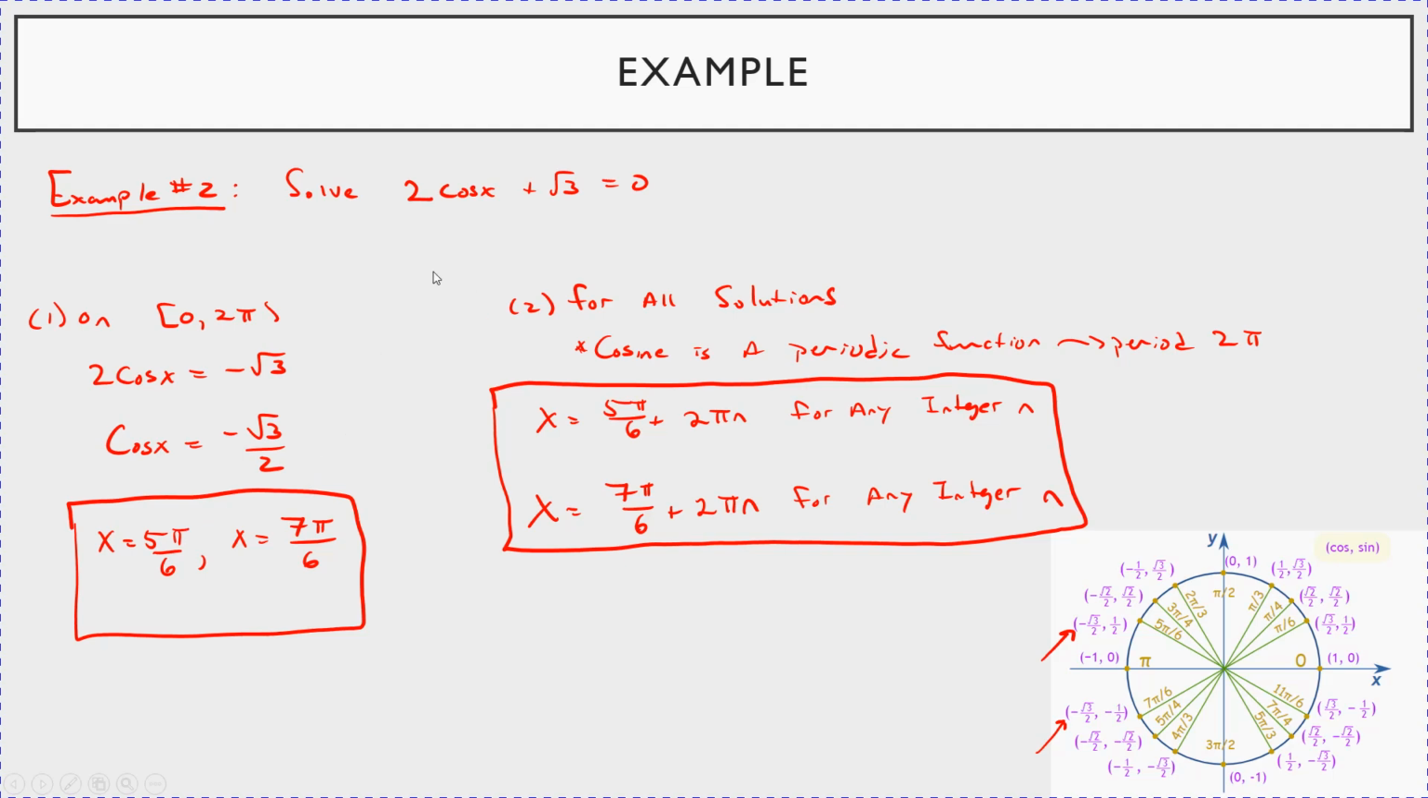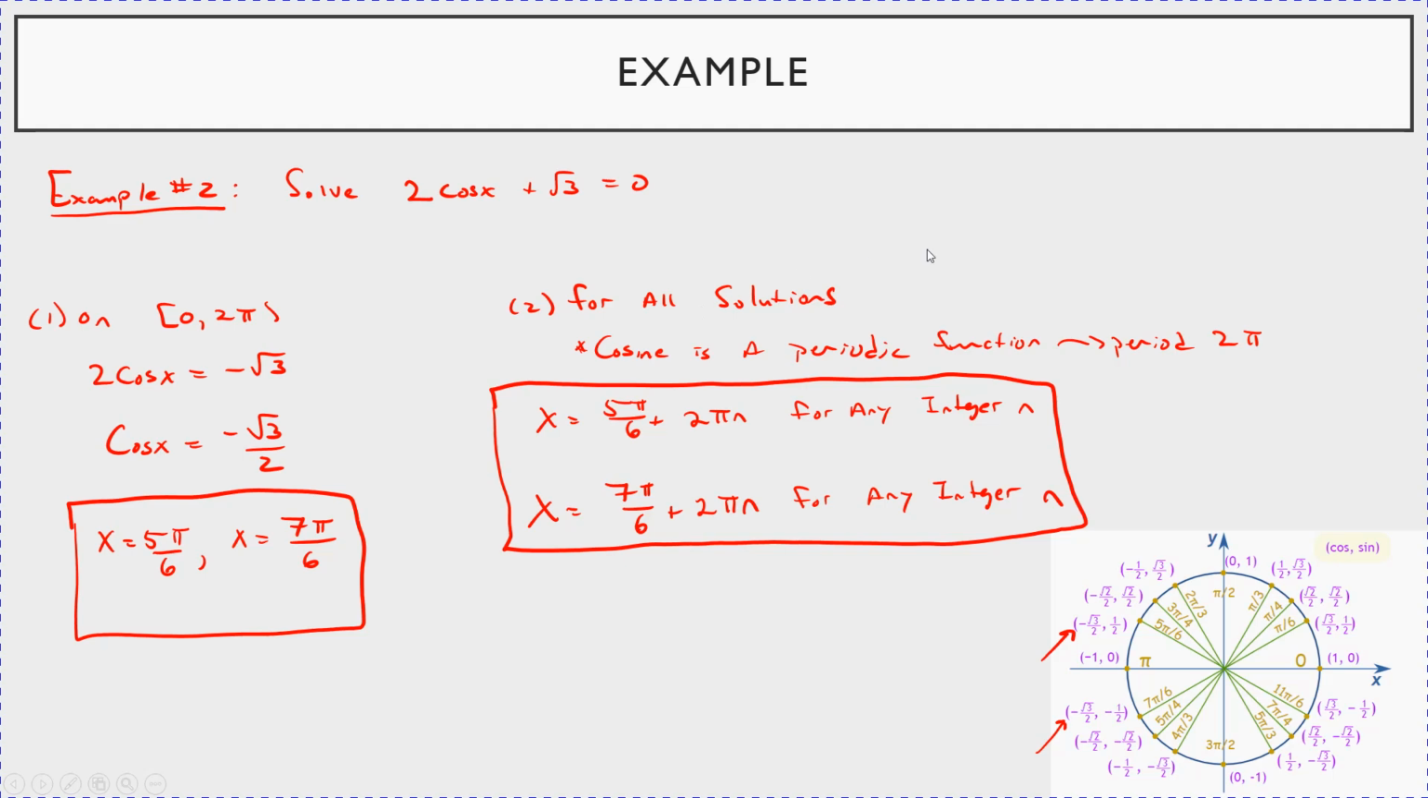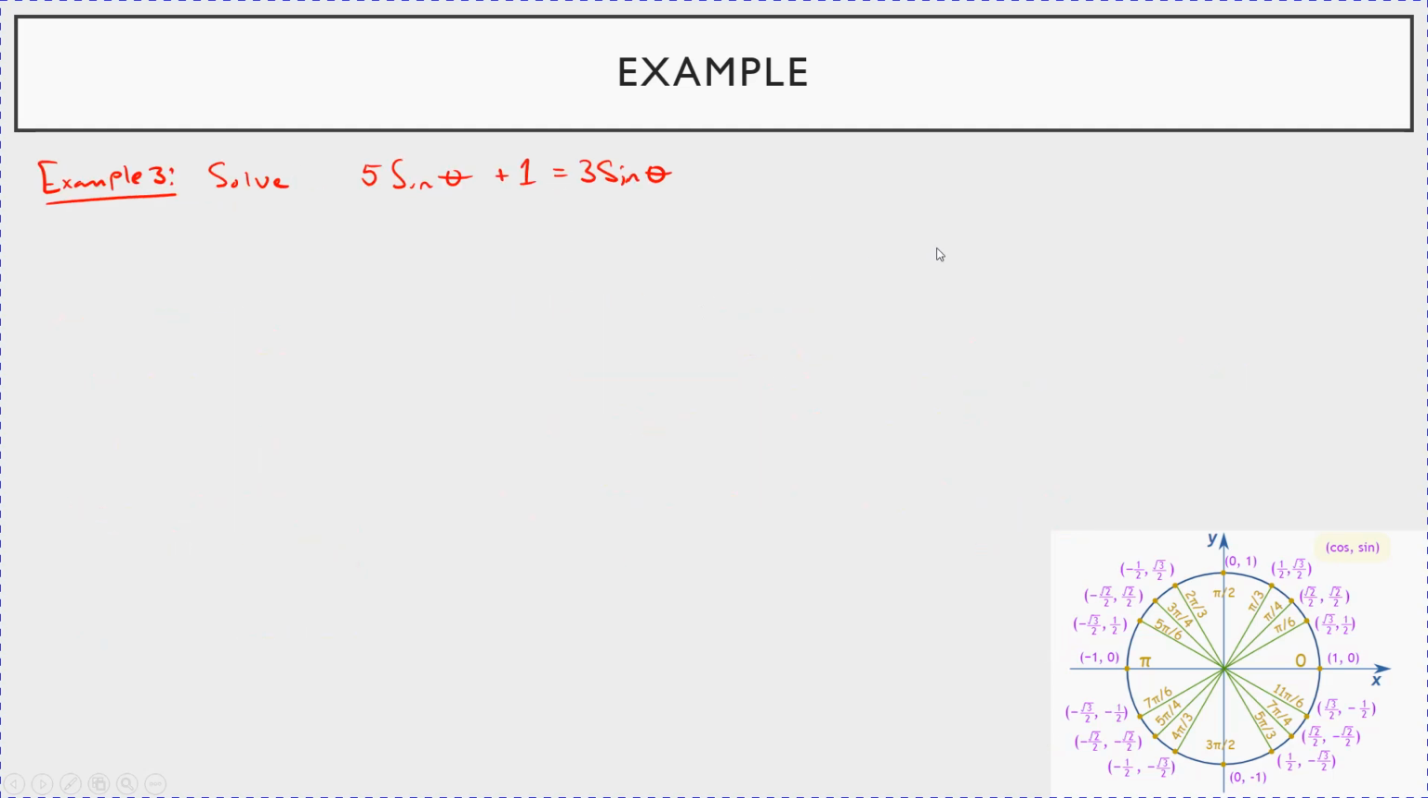All right. Let's try another one. Let's solve this one. Let's look at 5 sine of theta, so now I'm just using theta instead of x, plus 1 is equal to 3 sine of theta. Again, I'm going to do this on 0 to 2 pi, and then I'm going to do all solutions.